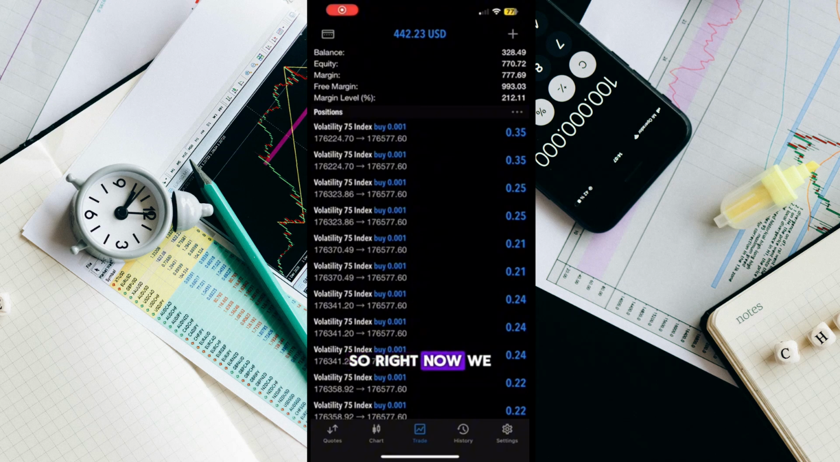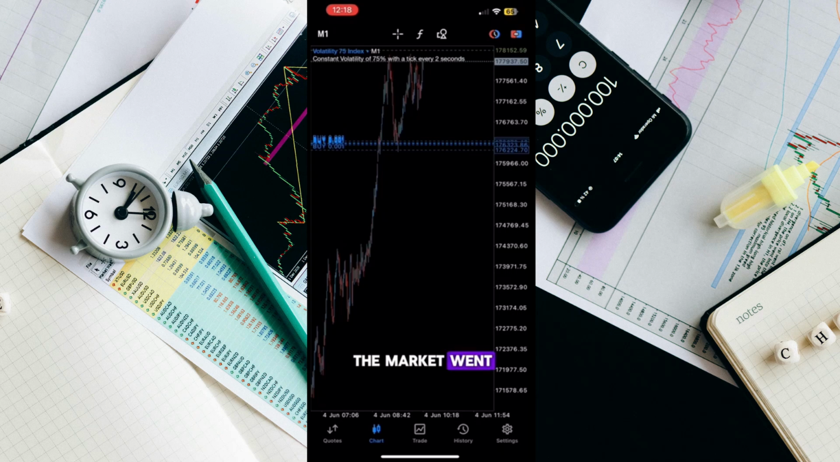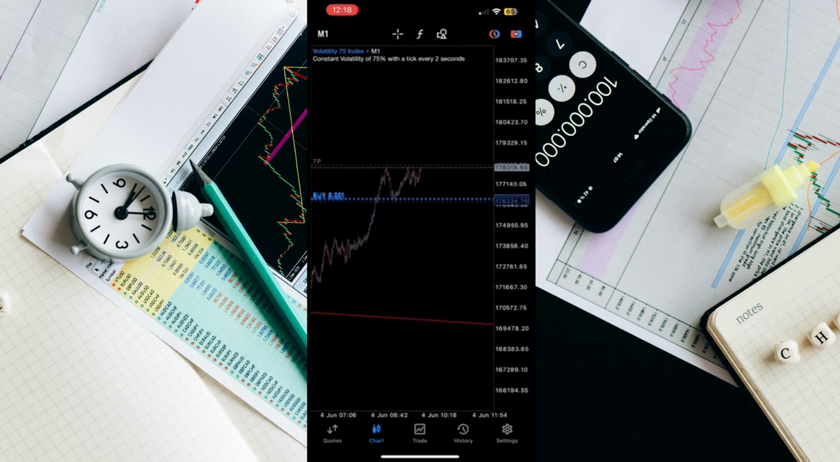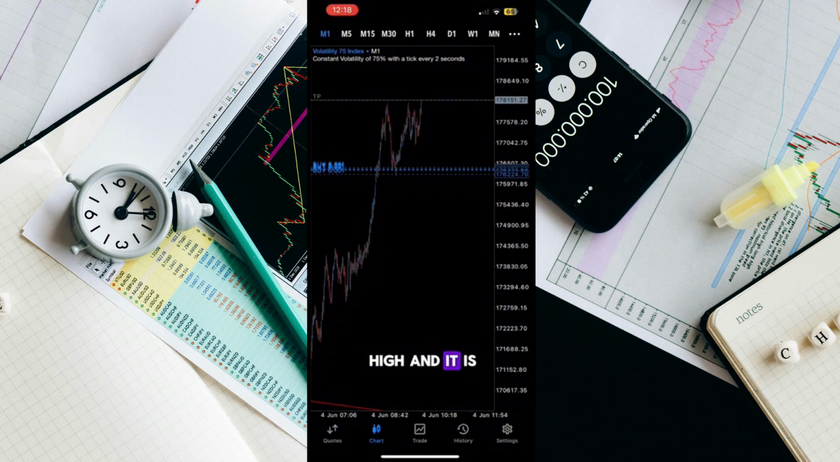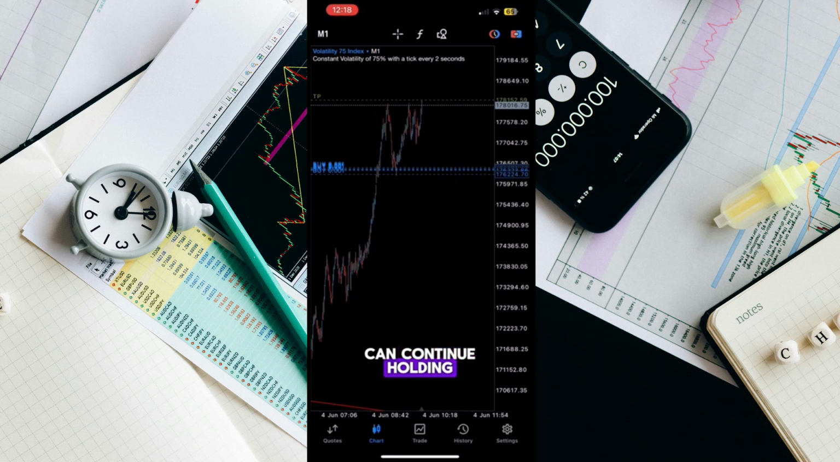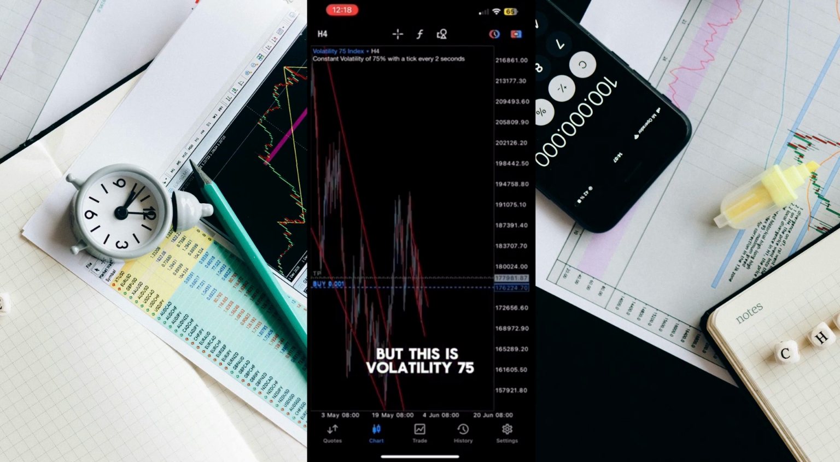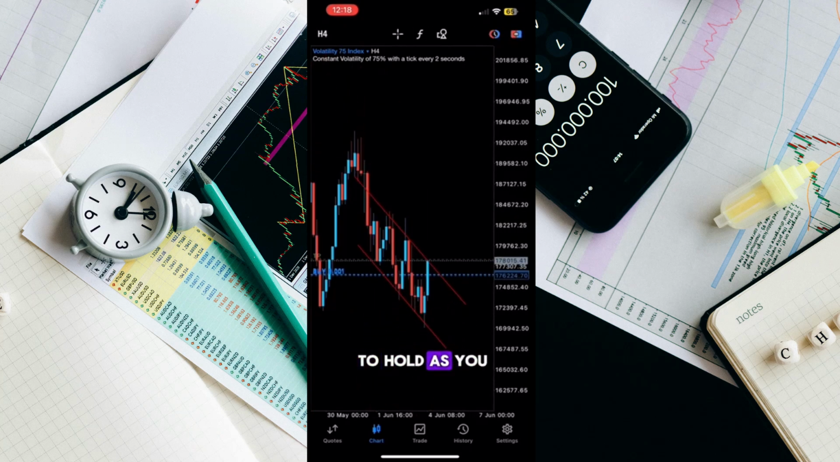So right now we are in 400, which is a lot. And then boom, we are in 2000 profit. So this was after some time. As you can see, let's go back to the chart so that I can show you guys how the market went. As you can see, the market bought very high and it is still buying. So it means we can continue holding, but this is volatility 75. It is not safe to hold, as you can see.